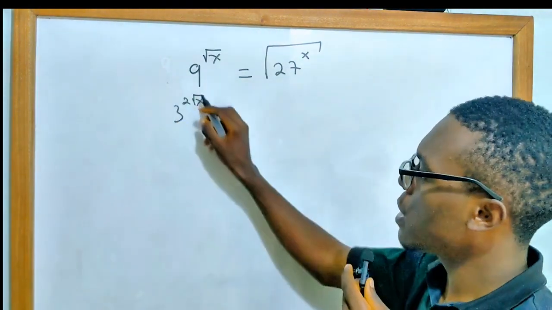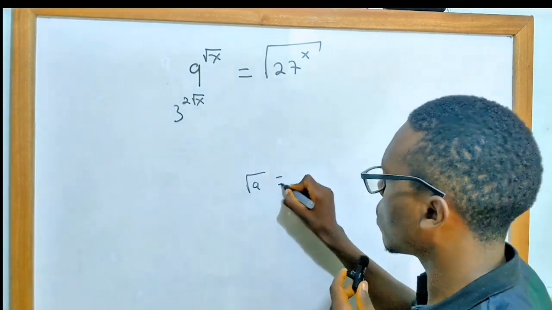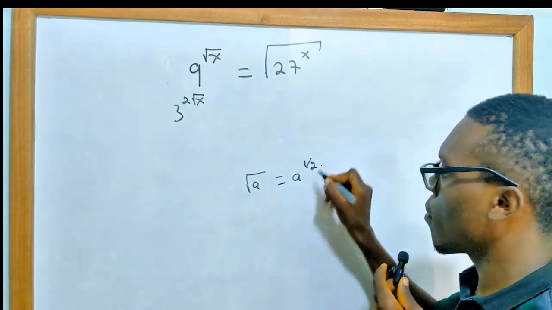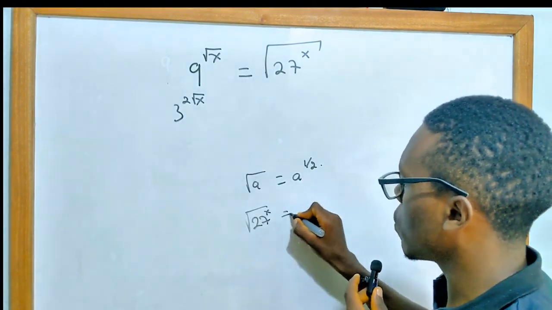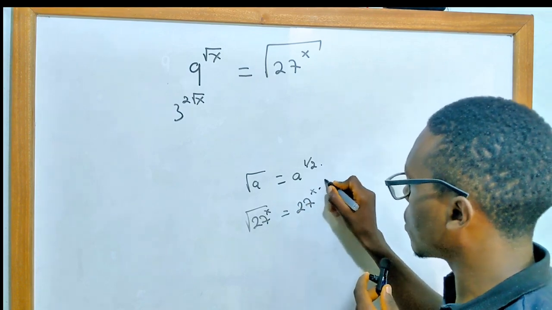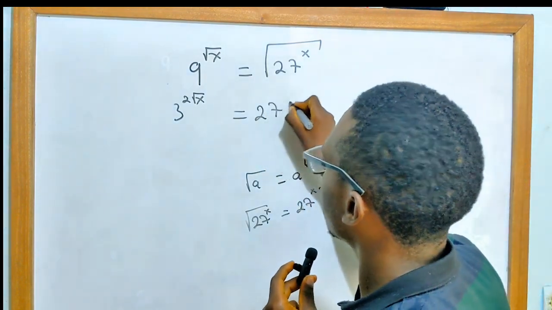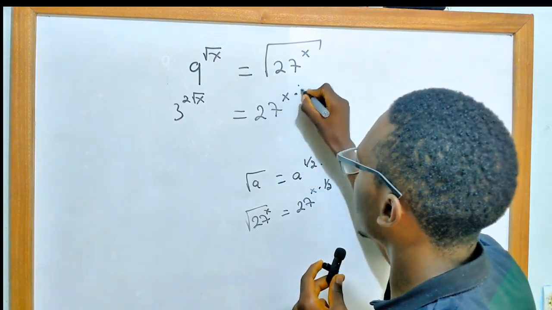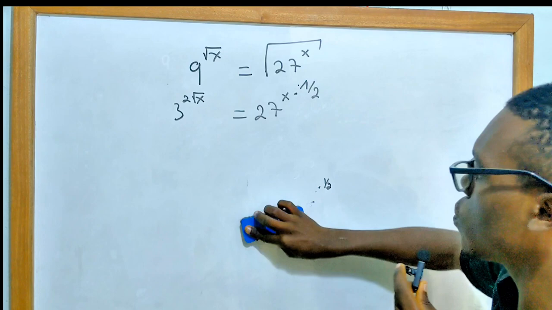Because 9 is 3 squared. And on the other side, we know that root of a is equal to a to the power half. Therefore, root of 27 to the power x is equal to 27 to the power x times half. That will be equal to 27 to the power x times half.